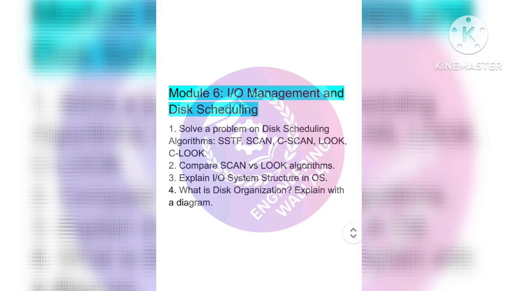Module 6, I/O Management and Disk Scheduling. 1. Disk scheduling algorithms. We'll solve numerical problems on SSTF, SCAN, C-SCAN, LOOK, and C-LOOK. 2. Compare SCAN versus LOOK. Both move the disk arm in one direction but differ in how far they travel. 3. I/O system structure. Learn how the OS manages I/O devices and transfers. 4. Disk organization. We'll explain how data is stored and accessed using diagrams.